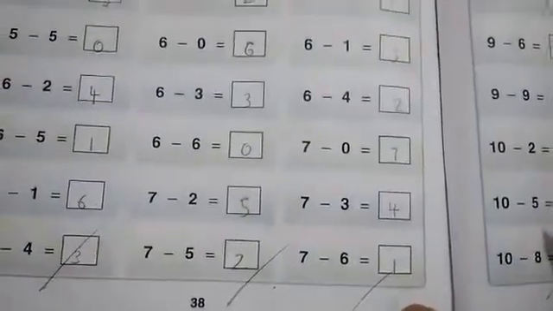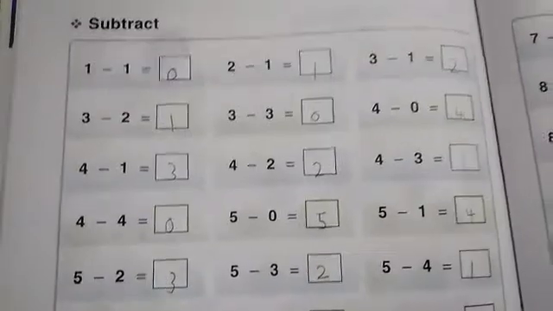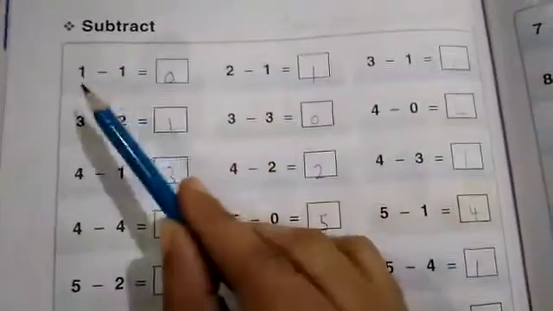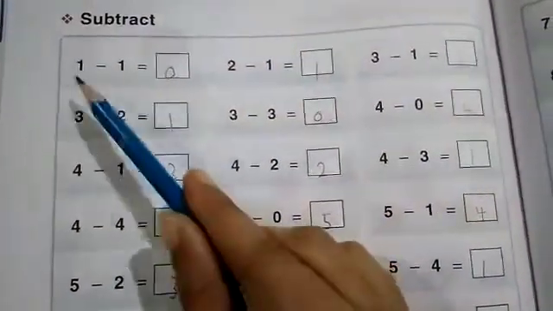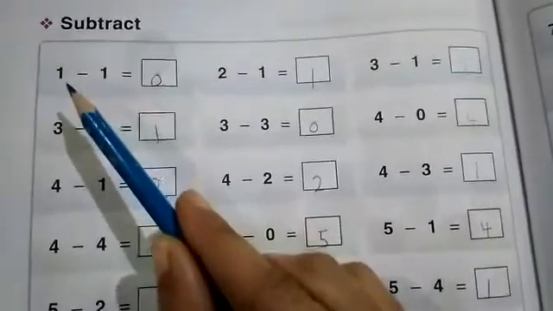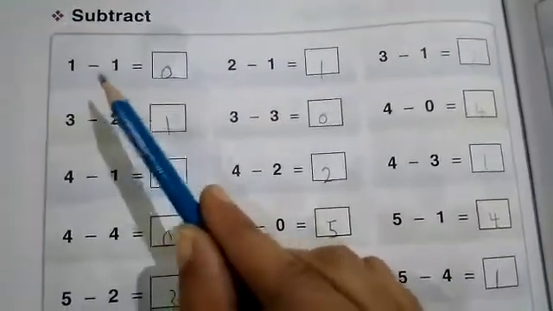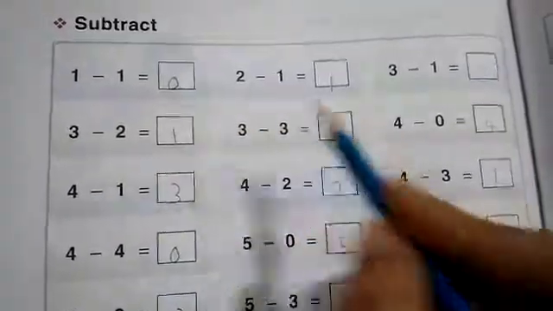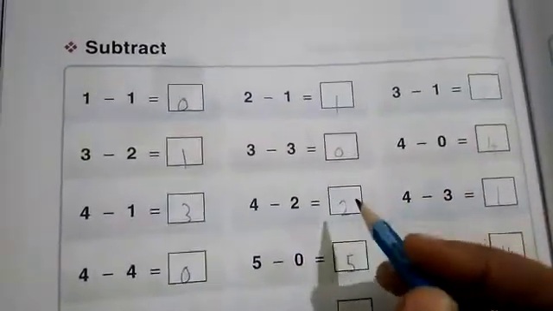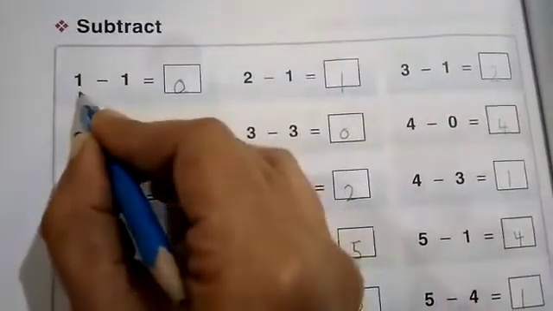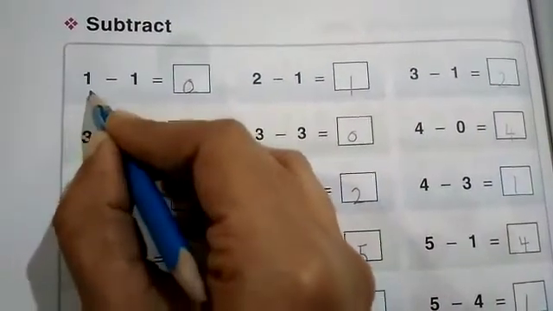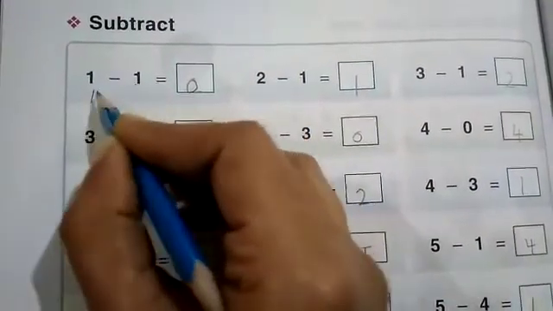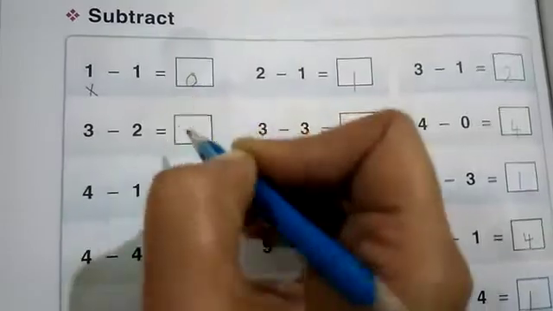We'll go for next page number 38. Children, here you can see the subtraction sums. 1 minus 1, 0. For example, you have 1 chocolate. From 1 you are taking 1. So remaining will be 0. Or you can do in a line, drawing line method. Here 1 chocolate totally. Here 1. 1 you are taking. So remaining 0.